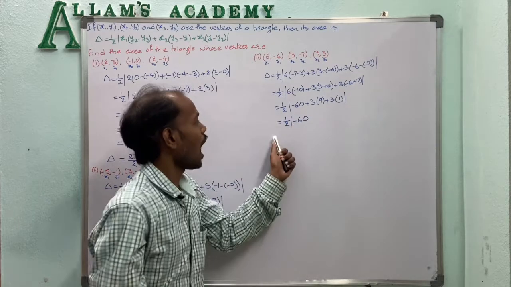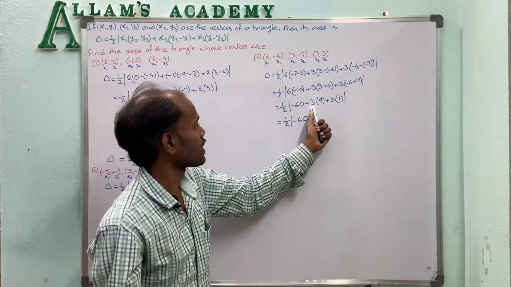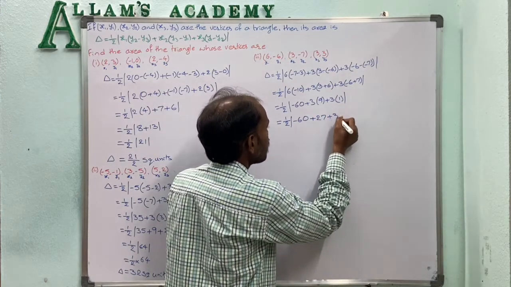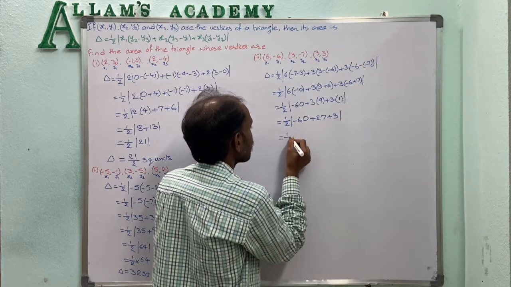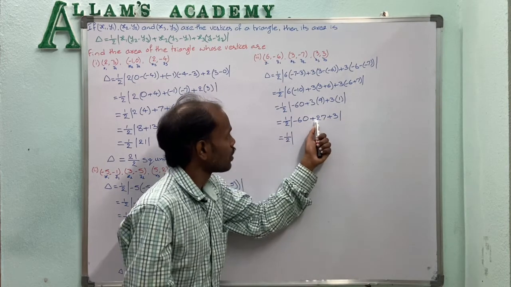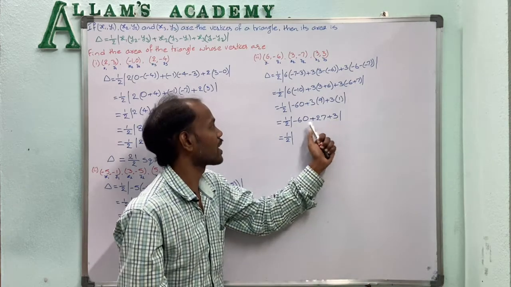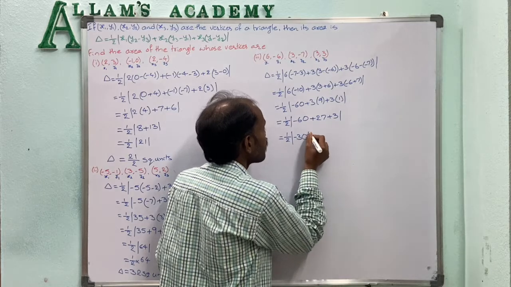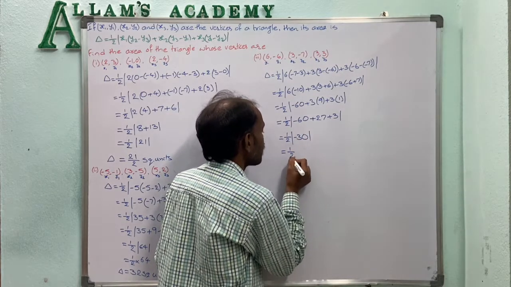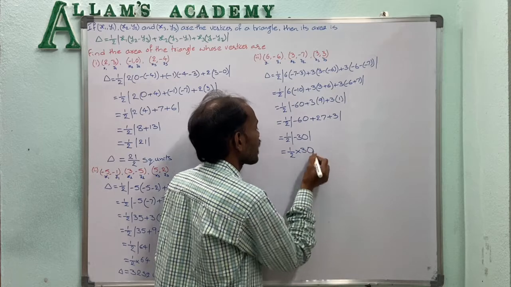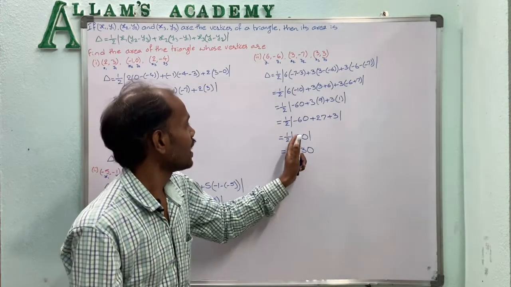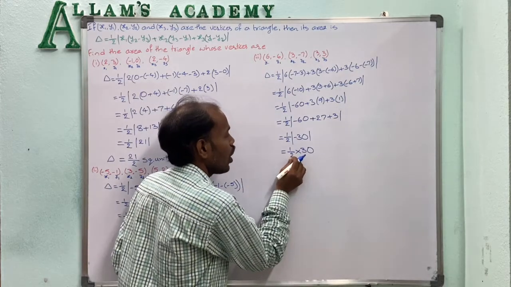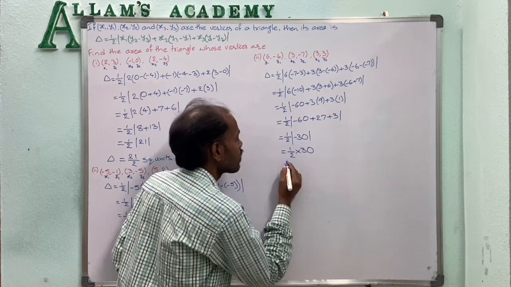That equals half mod of minus 60 plus 3 nines, 27, plus 3 ones, 3. That equals half mod of 27 plus 3 is equal to 30, minus 60 plus 30 equal to minus 30. So half mod minus 30 is equal to plus 30. So half into plus 30. In that mod, negative or positive, we take positive values only, as already said. So half into 30, that equals 2 ones 2, 15.